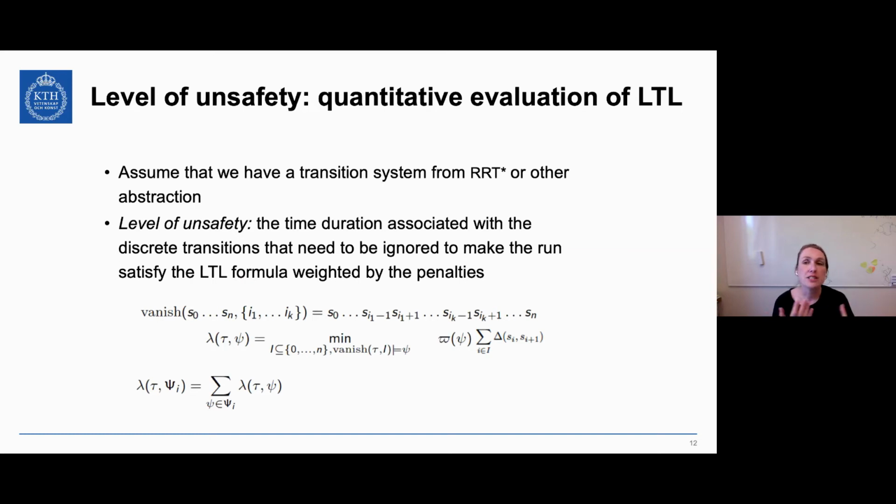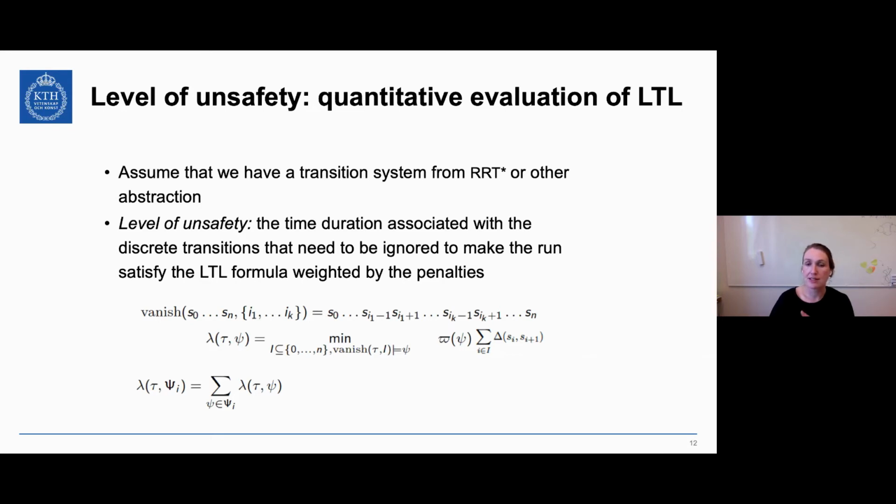So we came up with this quantitative evaluation of LTL formulas, quantitative semantics. So assume that you will have the transition system from the RRT star or some abstraction. And when I take a path in that abstraction, in that transition system or RRT star tree, I can measure the level of unsafety of that path or trajectory. So I will measure it as the time duration associated with the transitions that need to be ignored, that happen but shouldn't have happened, in order to make the unsatisfied LTL formula satisfied, weighted by the penalties. And this math here basically says exactly that. So we are just looking at what you shouldn't have done, but you did on your path. And then some paths come out as worse and some paths come out as better.